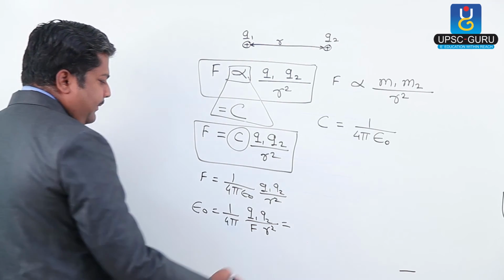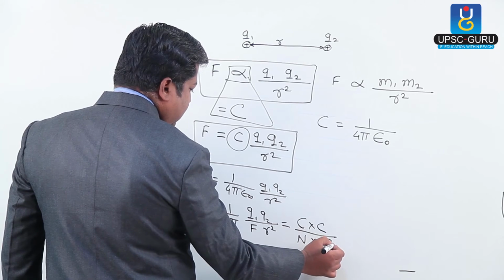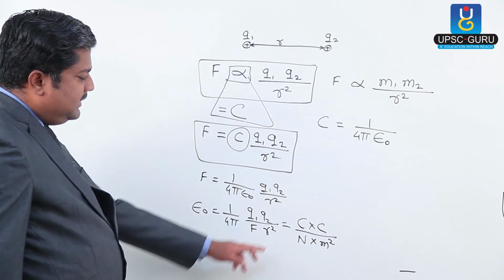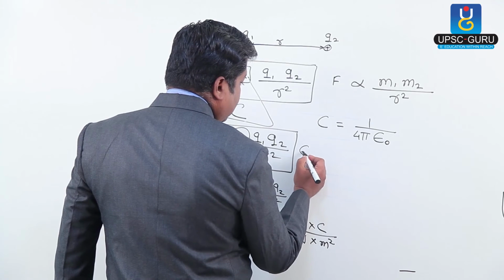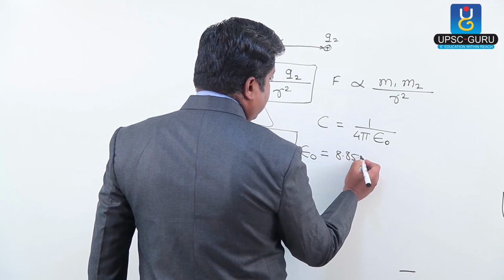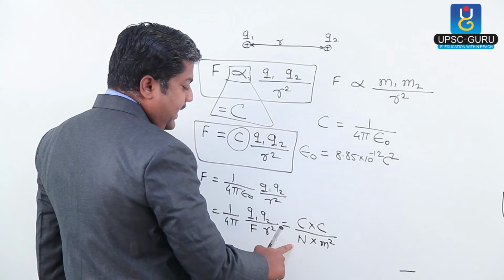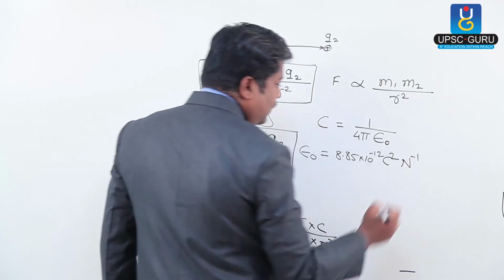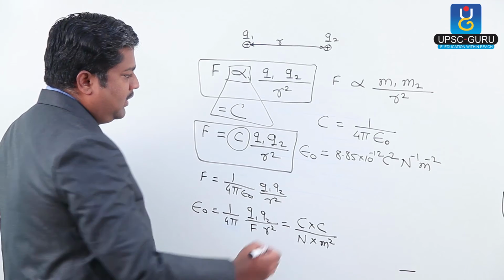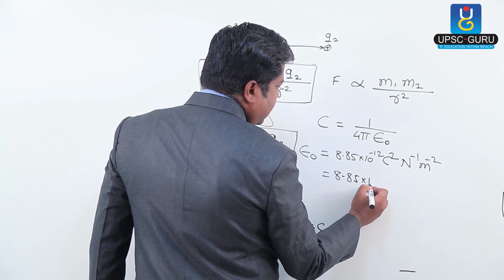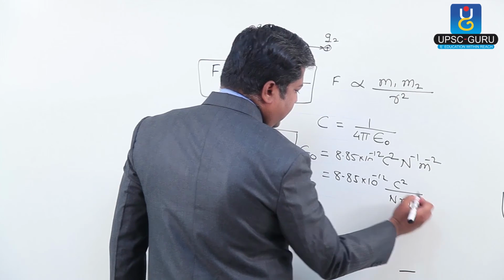Charge has the unit coulomb, so this is coulomb into coulomb. Force has the unit Newton, and distance is meter, so meter into meter, meter square. So it is C square upon N m square. Now I am giving you the value for epsilon naught: 8.85 into 10 raised to minus 12, and the unit C into C, that is C square. N I should take at the numerator, so it should be N raised to minus 1, and m also I have to take at the numerator, so it should be m raised to minus 2. Or I can write it this way: 8.85 into 10 raised to minus 12 C square upon Newton meter square. You have to learn this value by heart.